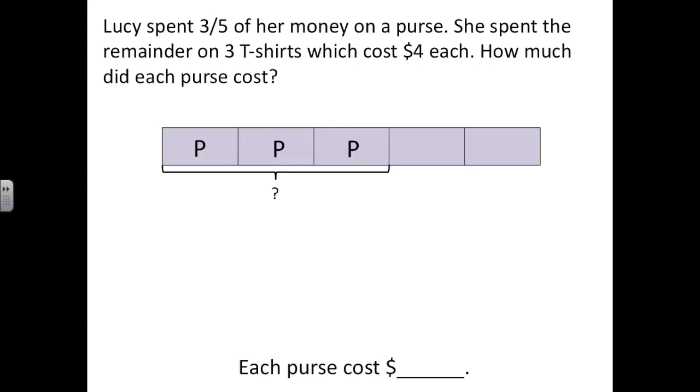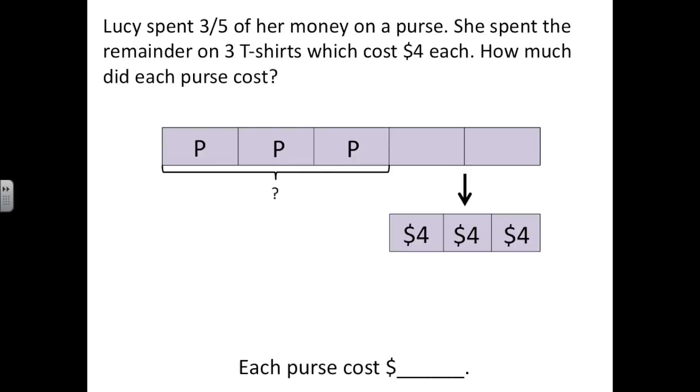I want to know how much she spent on the purse, so I'm going to label those 3 P's with a question mark. Now, I'm told that she spent the remainder on 3 t-shirts, which cost $4. Currently, I have 2 units left over, and I'm told that she spent the remainder, or these 2 units, on 3 t-shirts. So I have to break these 2 units into 3 parts to show 3 t-shirts. I'm going to bring a bar down and split it into 3 parts. I'm told that each one of those bars that I brought down represents a t-shirt, and that each one cost $4.